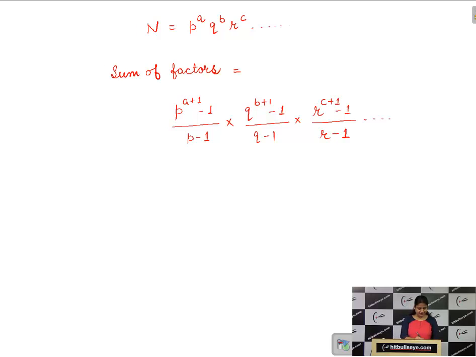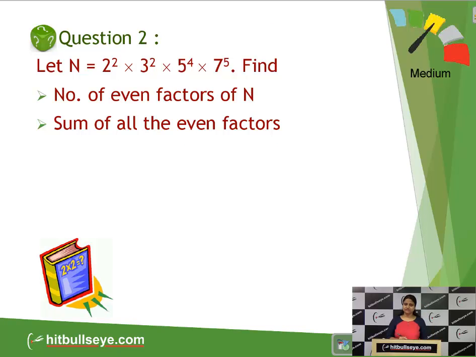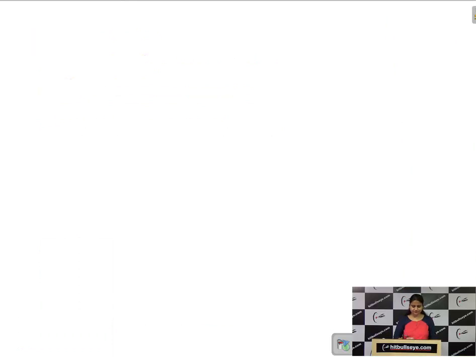Now come to a higher level. Let us see question number 2. It says you have this number. Find number of even factors of n and sum of all even factors. Since you have done a basic question about factors, now this question will be easy. Now my number was 2 square into 3 square into 5 raised to power 4 into 7 raised to power 5.